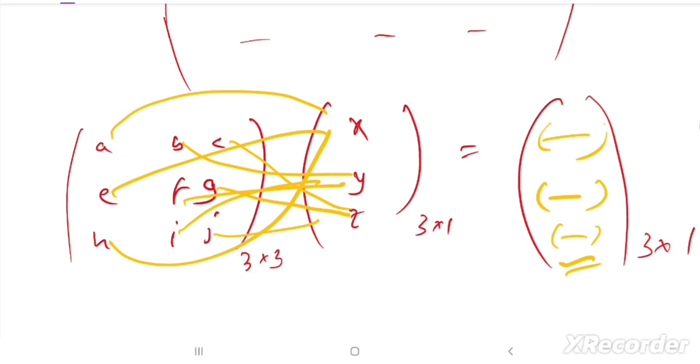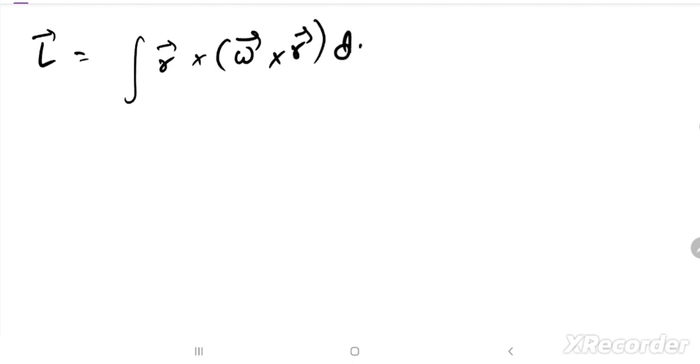Now we'll be defining something called the inertia tensor. Before coming to the inertia tensor, you'll get the L vector. What is the L vector? The L vector is the angular momentum vector. We write L vector equals the integral of r vector cross omega vector cross r vector dm.